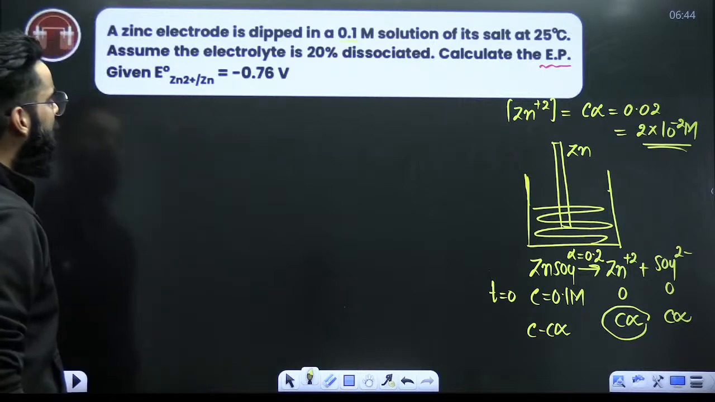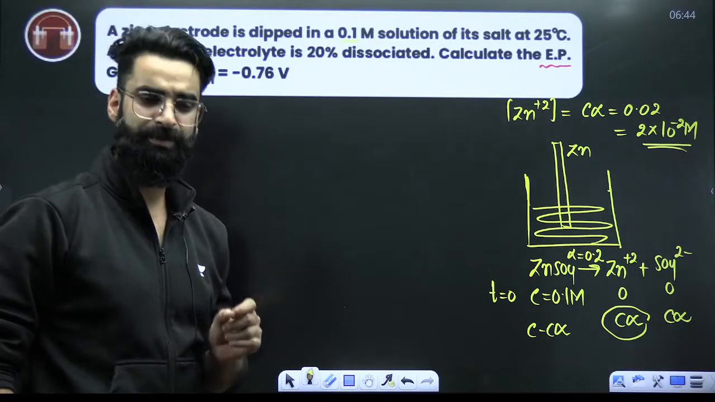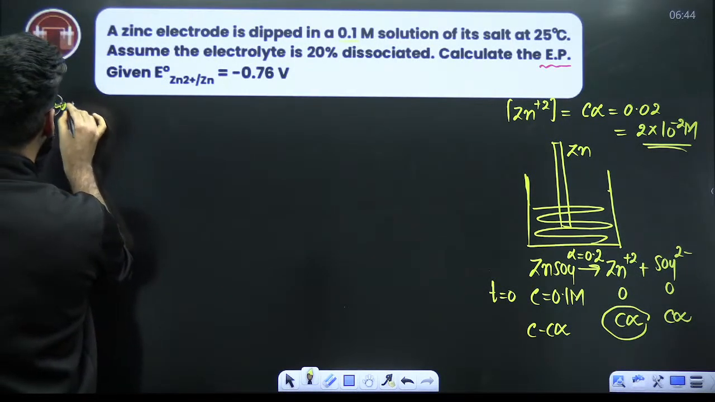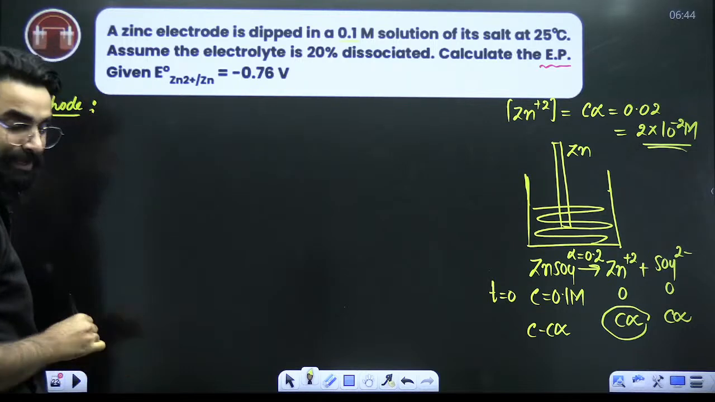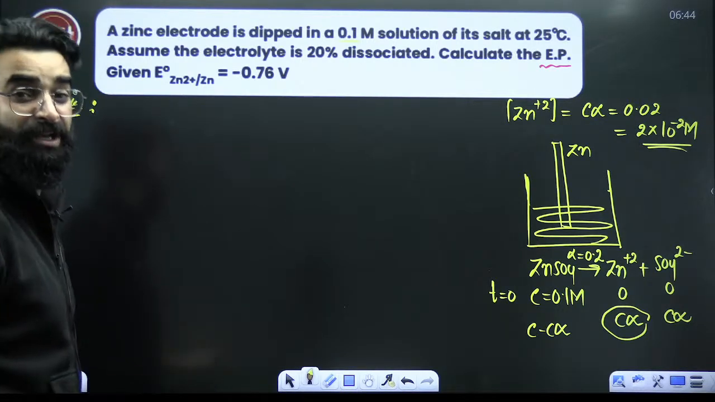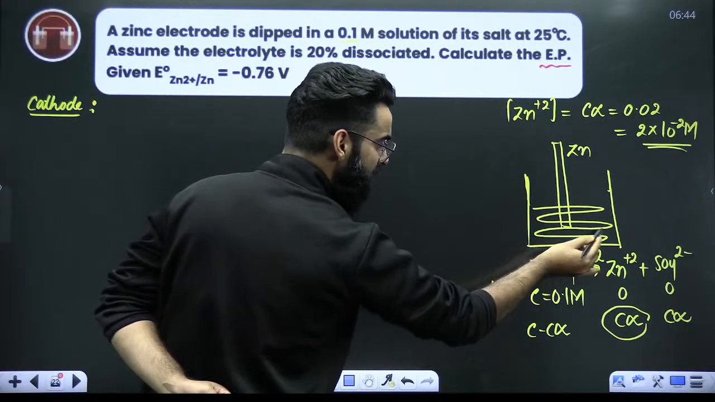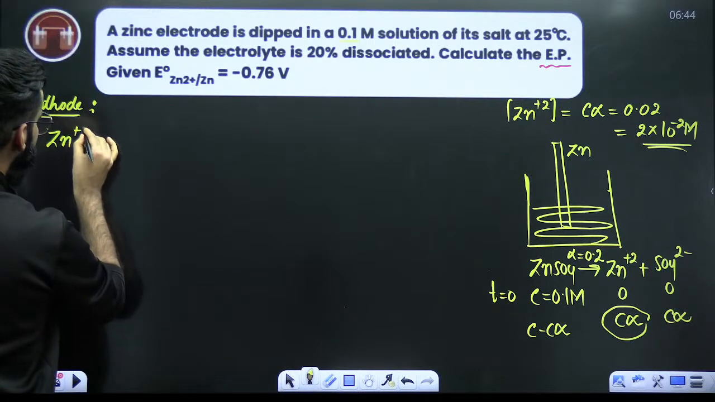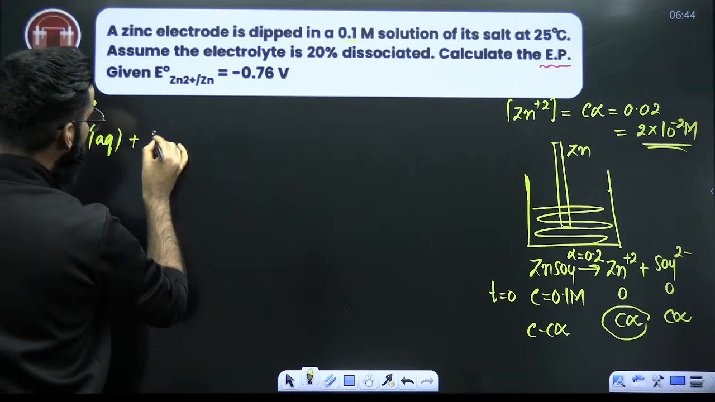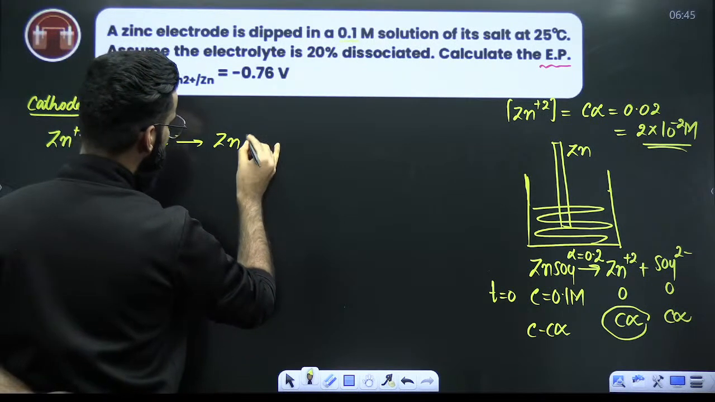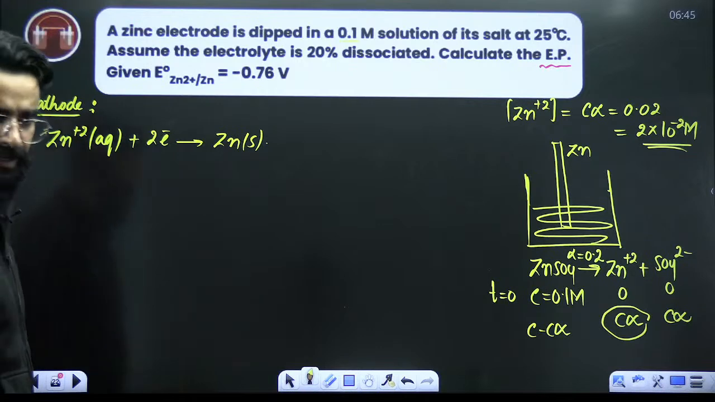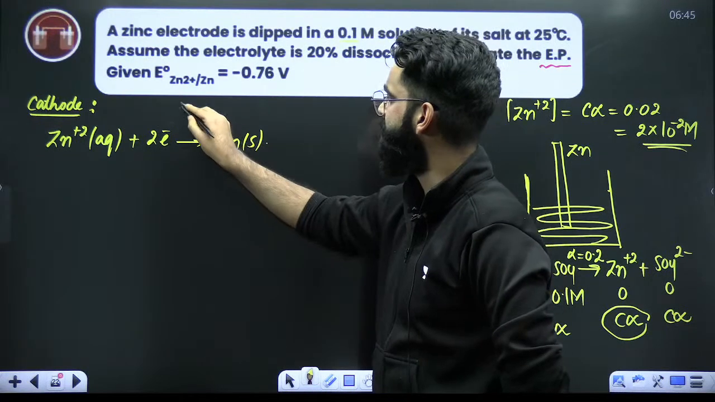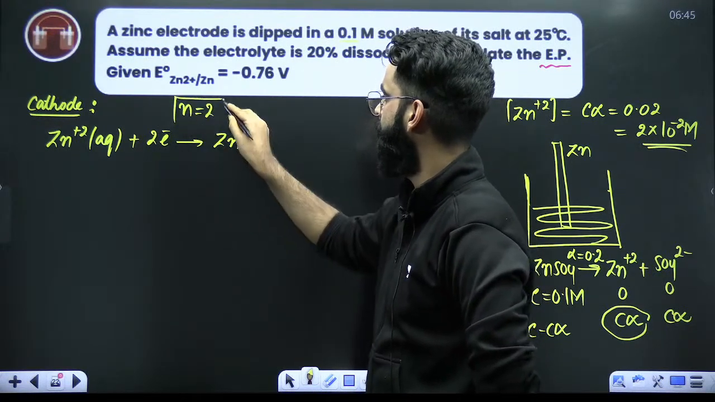Now tell me one thing. What are we supposed to calculate? We are supposed to calculate the reduction potential. For the reduction potential to be calculated, we'll make sure that the electrode behaves like the cathode, because at the cathode only reduction takes place, right? Now what should be the reduction reaction? Reduction means gain of electrons. So I would say the zinc di-positives which are there in the container will be colliding with the rod, taking 2 electrons from the rod and getting converted into zinc solid. So this has to be the reaction. Now if I ask you how many moles of electrons are exchanged, so basically I'm asking you the N value. N value is 2, right?